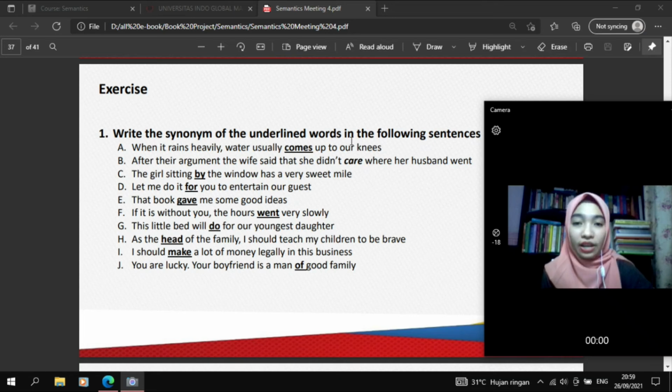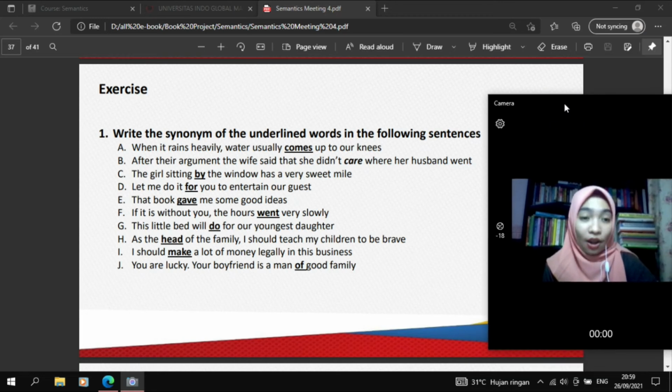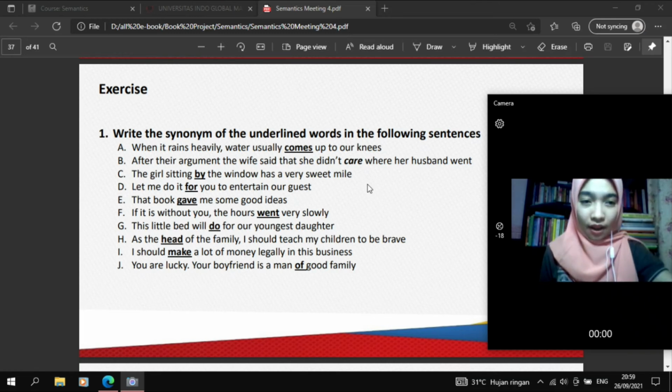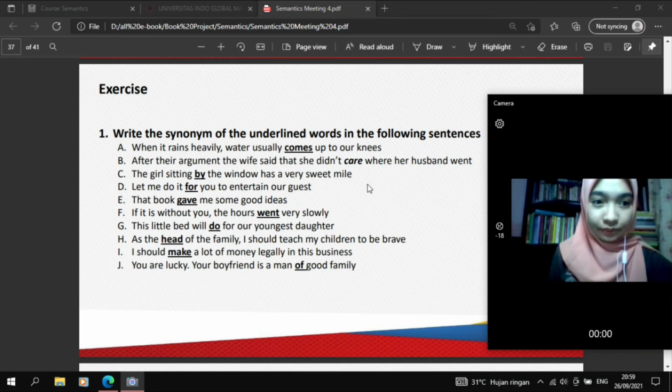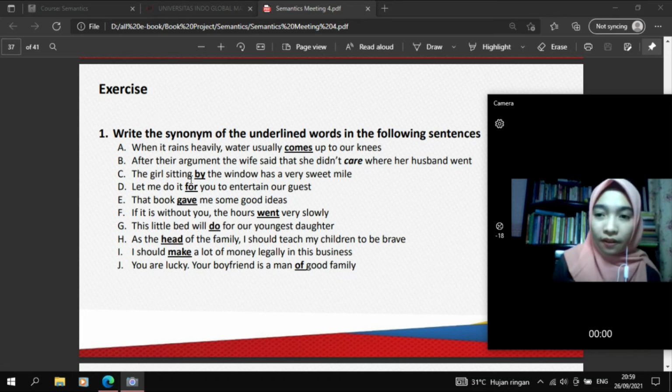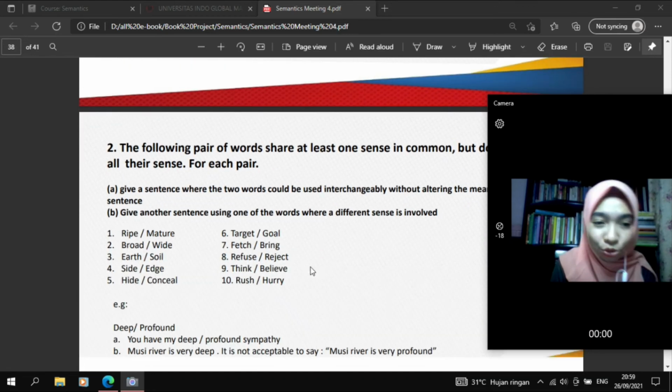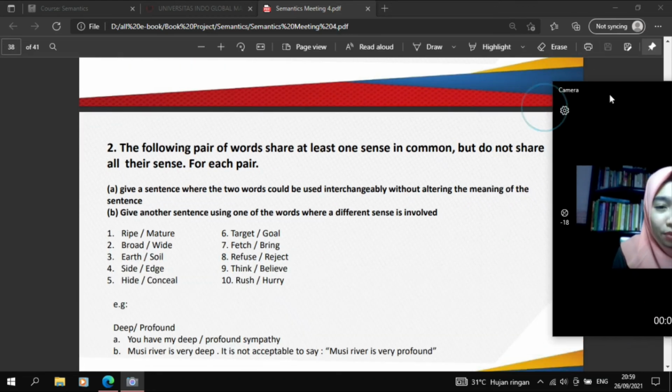Write the synonym of the underlined words in the following sentences. So here, on this sentence context, this is what you have to remember: not the general meaning but only the meaning based on this context. Now here in A, you have comes, care, buy, for, gave, when, do, had, make, of.